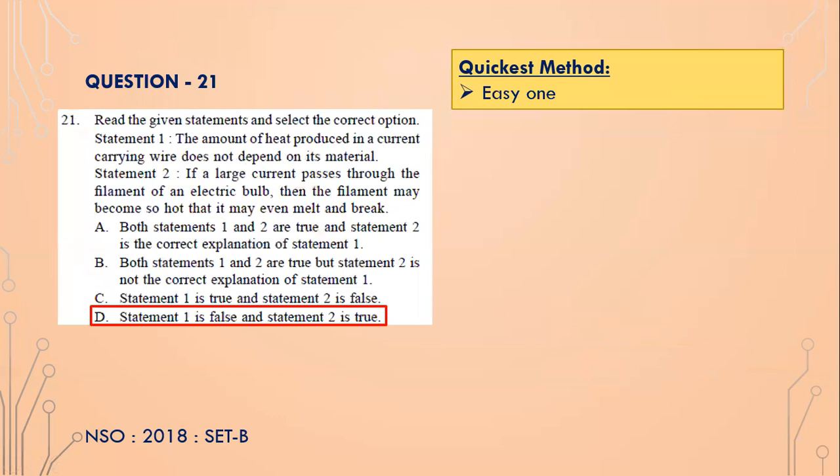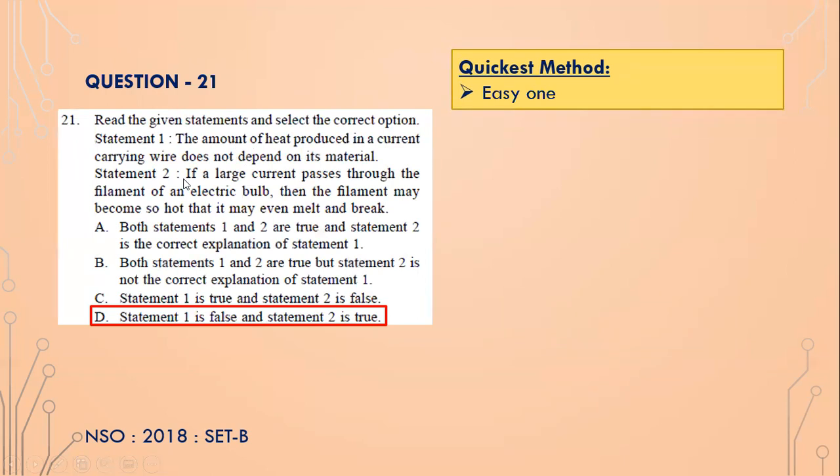Read the given statements and select the correct option. Statement 1: The amount of heat produced in a current carrying wire does not depend on its material. No, it does depend, isn't it? It does depend. If it's a copper wire, it can carry higher current, but if it's a tungsten wire, then it will heat up, just like a bulb, and the wire may break.